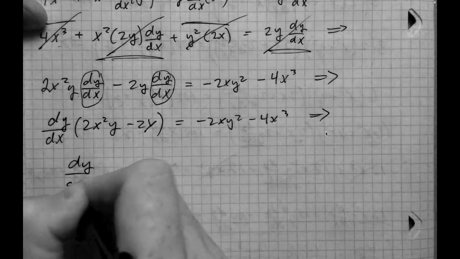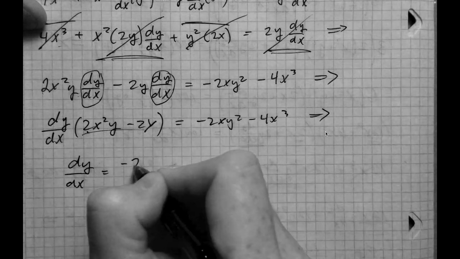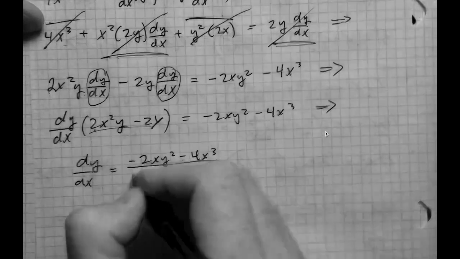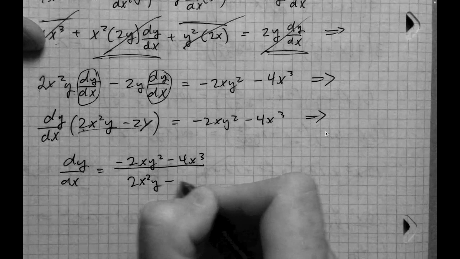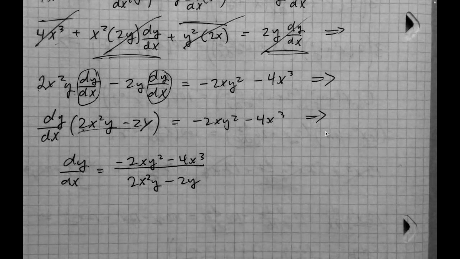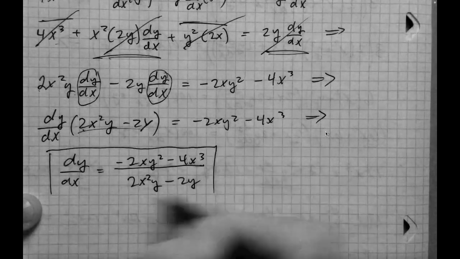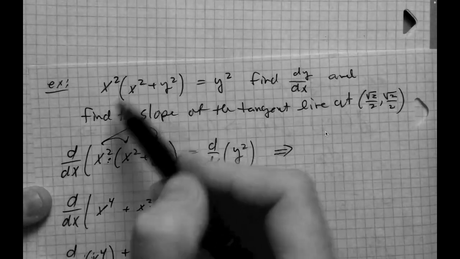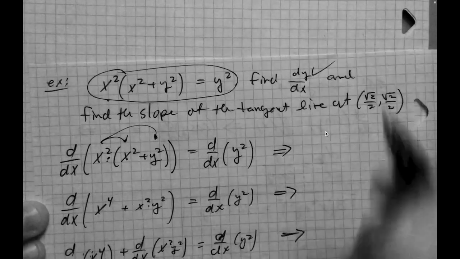So then dy/dx equals, and you can divide everything down, right, by this. So negative 2xy squared minus 4x cubed divided by 2x squared y minus 2y. Okay, looks good. Okay, so that's the derivative of y with respect to x of this guy here. So we found it, so step one is done.